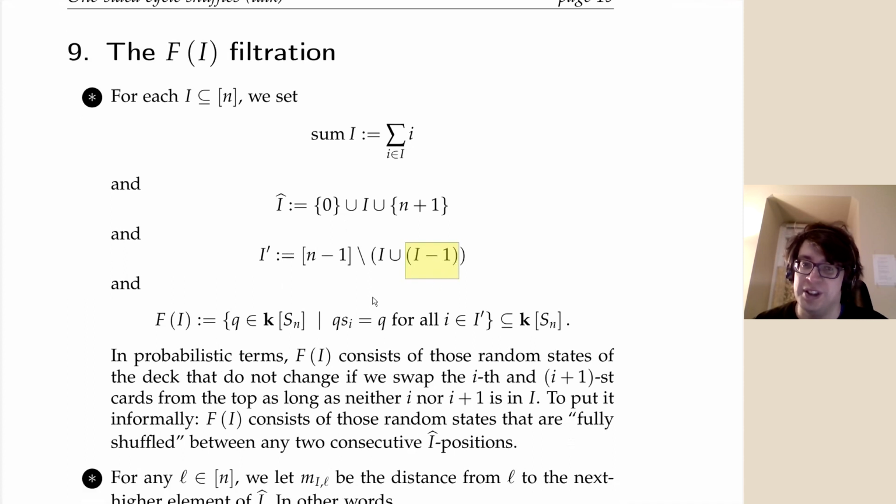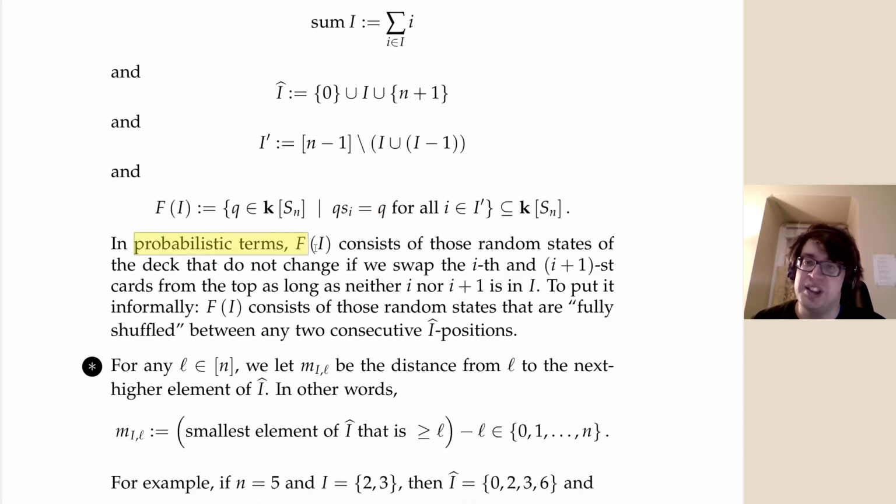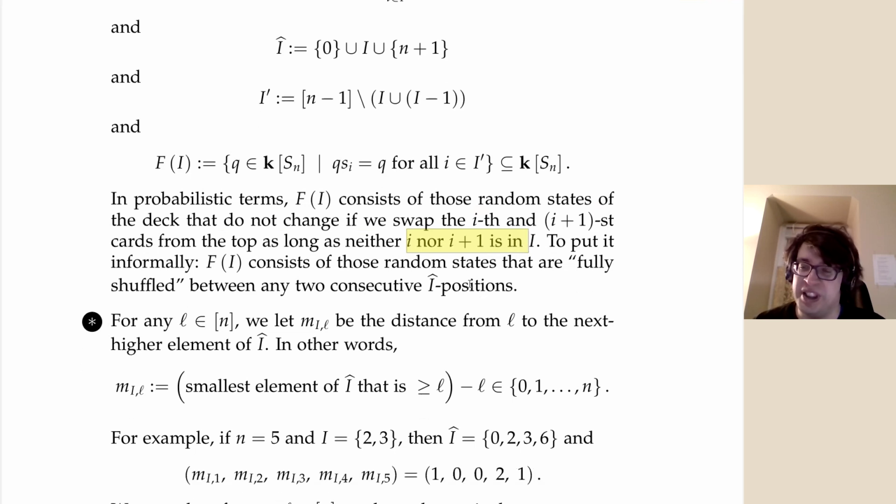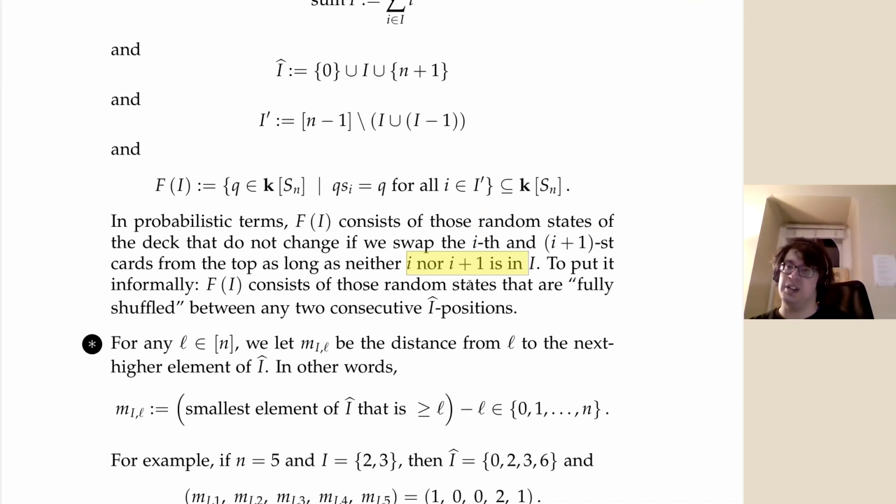Don't ask me why. And finally, F of I is the set of all elements of the group algebra such that if you multiply them on the right by the simple transposition s_i, for i in I prime, they don't change. So in probabilistic terms, F_I is the set of all random states of the deck such that if you swap the i-th and i plus first cards from the top, the distribution of probabilities doesn't change as long as the cards you're swapping are not in capital I. So basically, it's about random states which are fully shuffled between certain positions, but you don't know how the distribution can change if you move around.